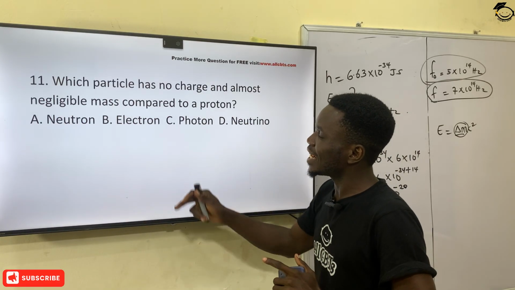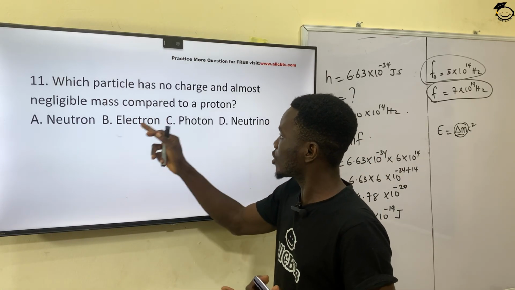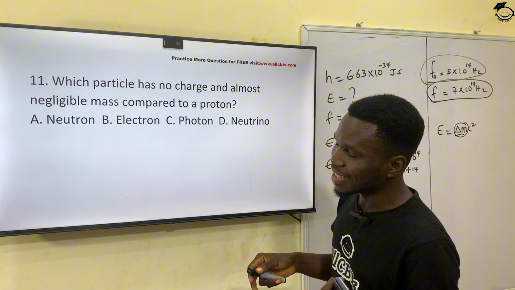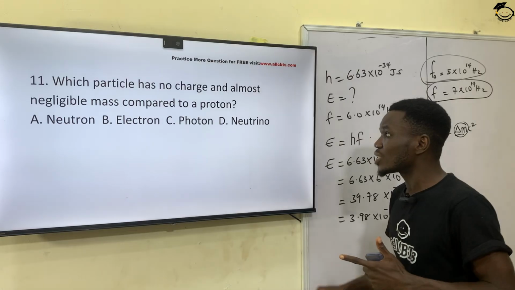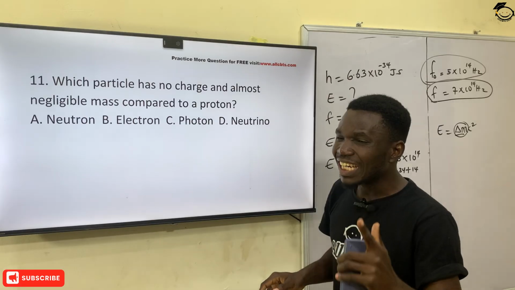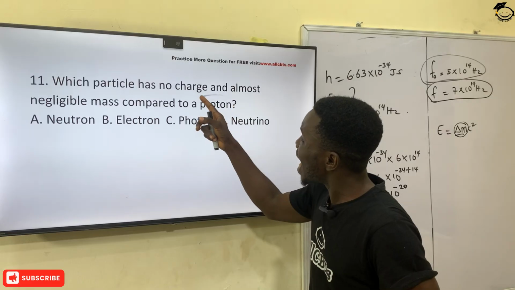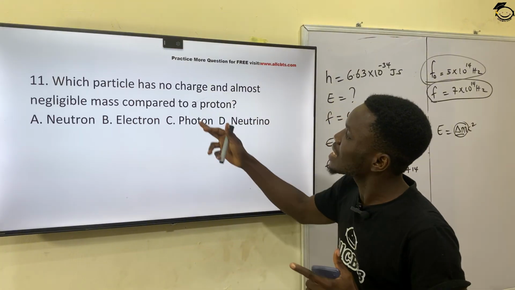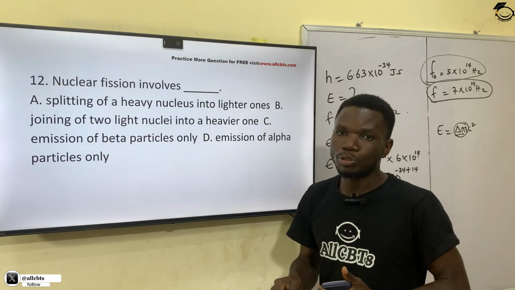Option B says the electron. Now the electron has a charge, so automatically it cannot be the electron. Then the next one is the photon. Now the photon is electromagnetic in nature, so it cannot be the photon. So the correct answer to this question is the neutrino. Now the neutrino has no charge and it has a mass that is very, very small when compared to the mass of the proton. So the mass is negligible when compared to the mass of a proton. So the correct answer to this question is neutrino, which is option D.